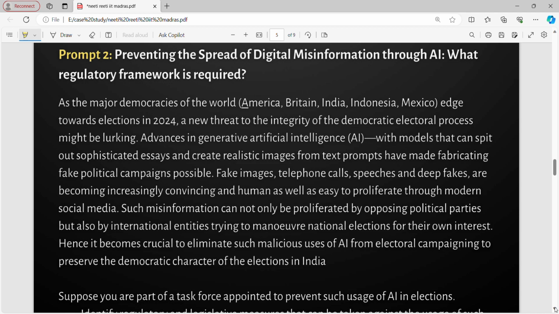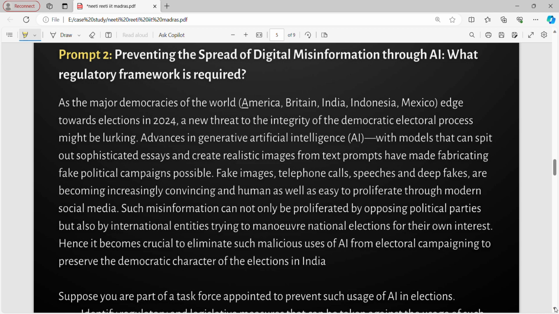Advances in generative artificial intelligence, with models that can spit out sophisticated essays and create realistic images from text prompts, have made fabricating fake political campaigns possible. Fake images, telephone calls, speeches, and deep fakes are becoming increasingly convincing and humanlike as well as easy to proliferate through modern social media.